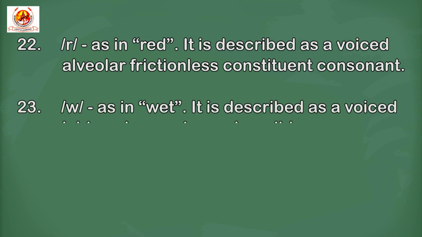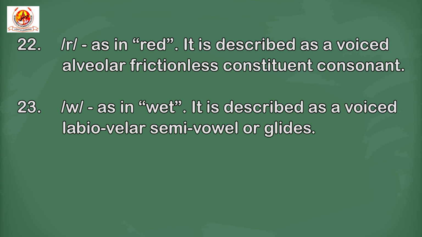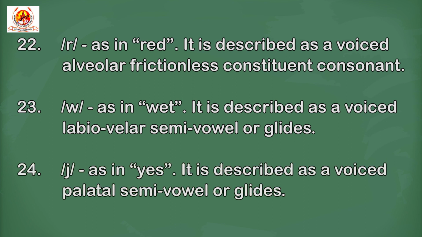The 23rd consonant is the semivowel W, as in wet. It is described as a voiced labiovelar semivowel or glide. Now the last consonant is the Y, as in yes. It is described as a voiced palatal semivowel or glide.